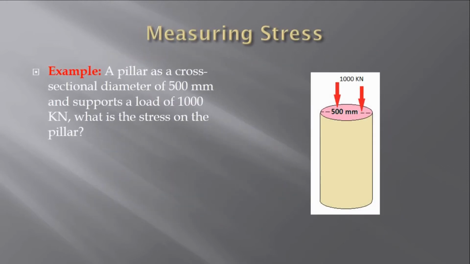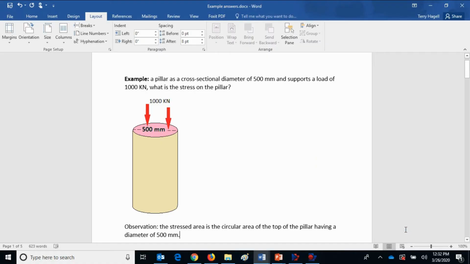Example: a pillar has a cross-sectional diameter of 500 millimeters and supports a load of 1,000 kilonewtons. What is the stress on the pillar? As we can see, the stressed area is the circular area of the top of the pillar, having a diameter of 500 millimeters.